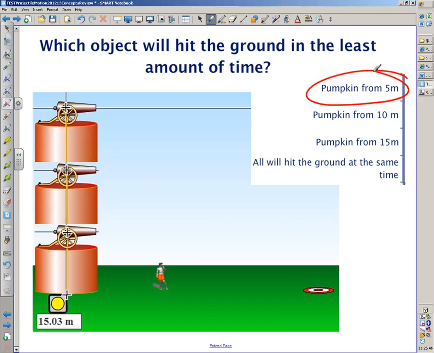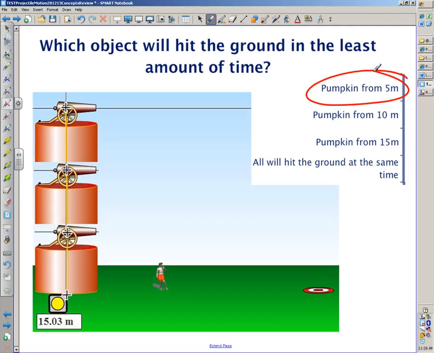Pumpkin from 5 will hit the ground first. Does it matter how fast I shoot them? No. I could shoot the pumpkin from 5 meters the fastest horizontally out of all 3 of them. That would not mean that it's not going to hit the ground first. It will always hit the ground first.